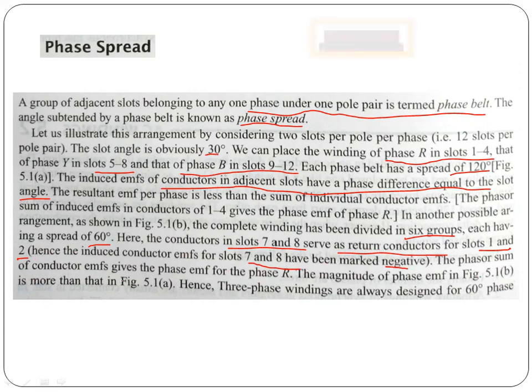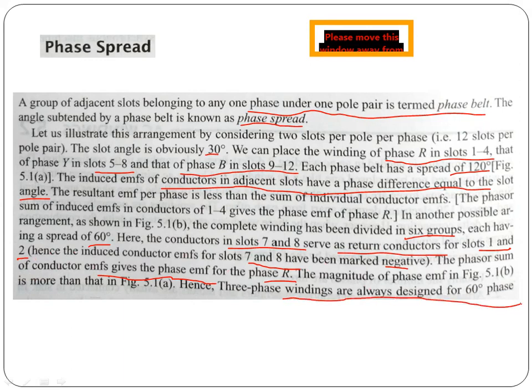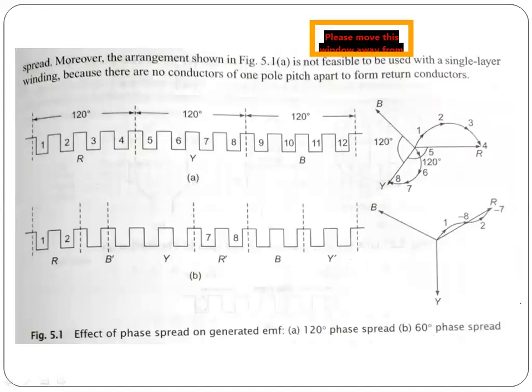The phase sum of the conductor EMF gives the phase EMF of phase R, and the magnitude of phase EMF in figure 5.1b is more than in figure 5.1a, and hence three-phase windings are always designed for 60-degree phase spread. Now we will see the figures.